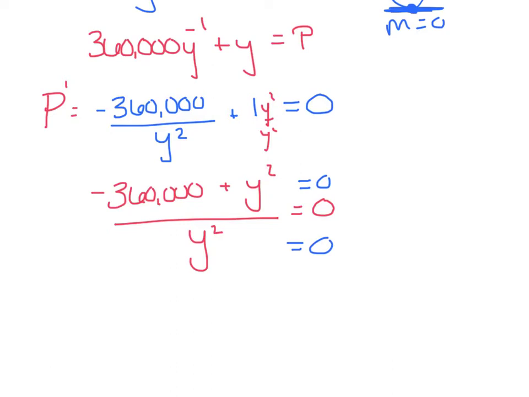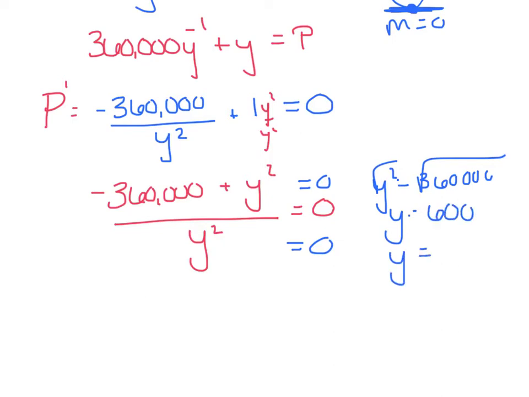So when I set the top equal, I basically get y squared equals 360,000, take the square root. Hopefully you'll trust me that that is 600, or you can do the math yourself. And on the bottom I get y equals 0. Now, you'll notice I got 2 points, okay?